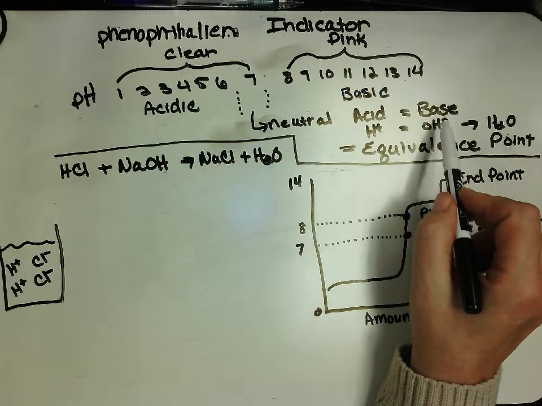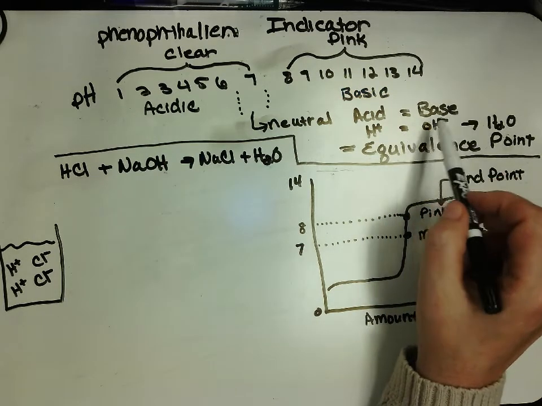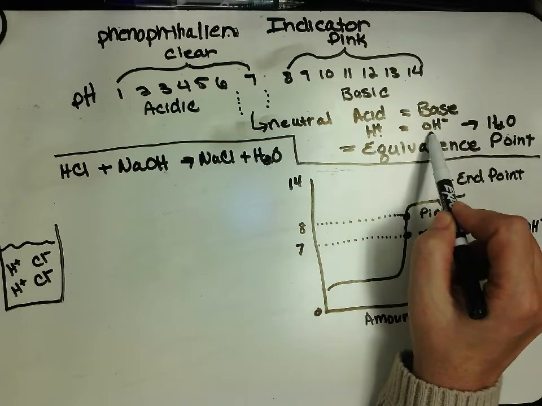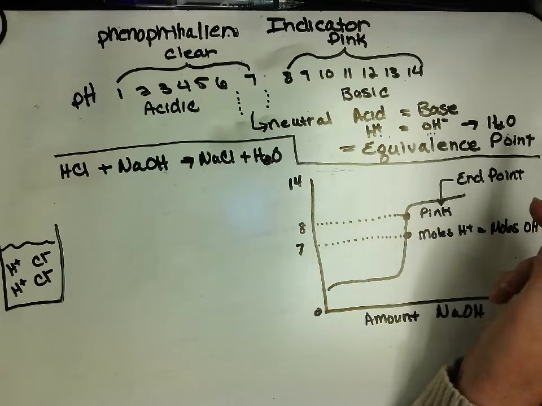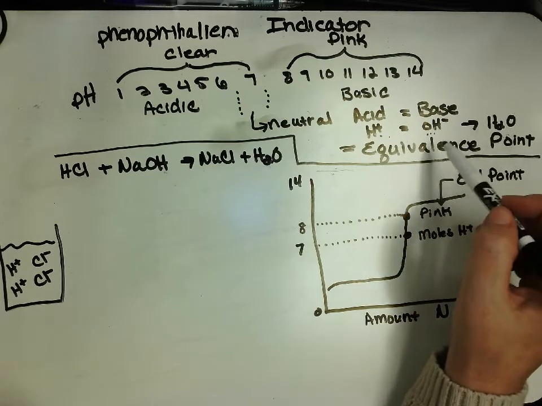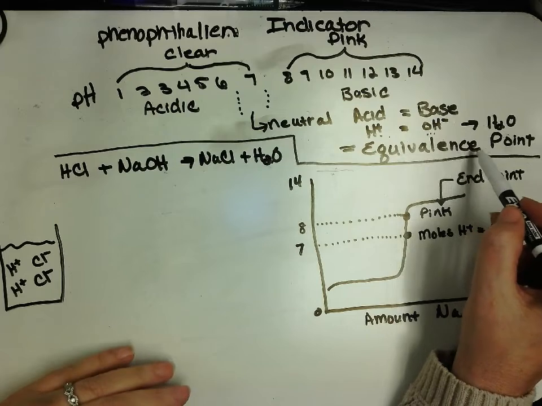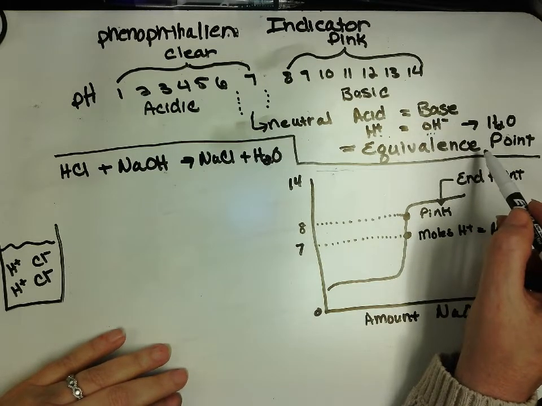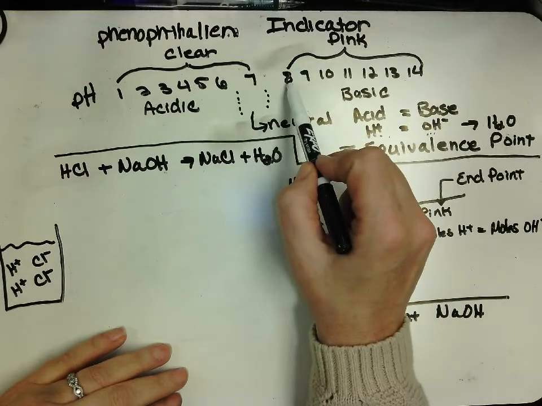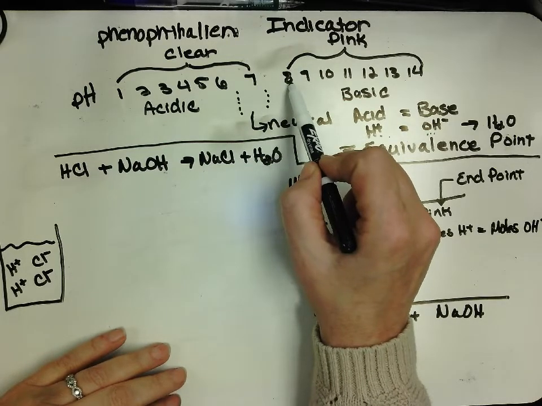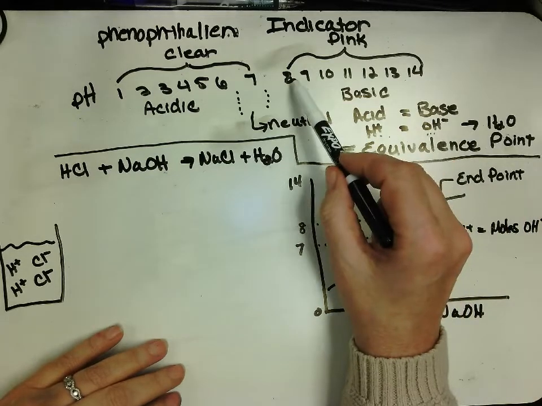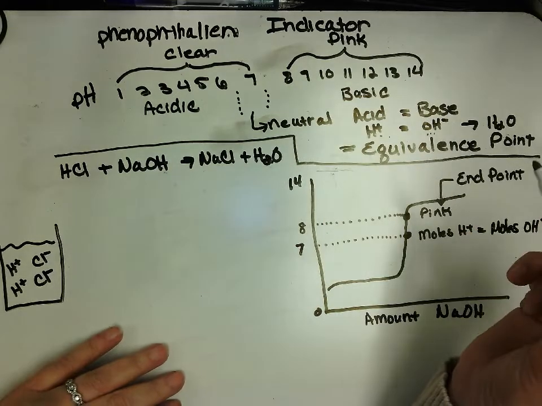and this is based on stoichiometry and the coefficients, but to simplify it, it's when I have enough H plus to perfectly react with OH minus, so they're equal, and I make water, and that's why we have a neutral solution. And so at 7, this is called the equivalence point. That's different from when my indicator changes colors. Notice my indicator doesn't change to pink until 8. That's a little past that equivalence point, and so we call the color change the end point.